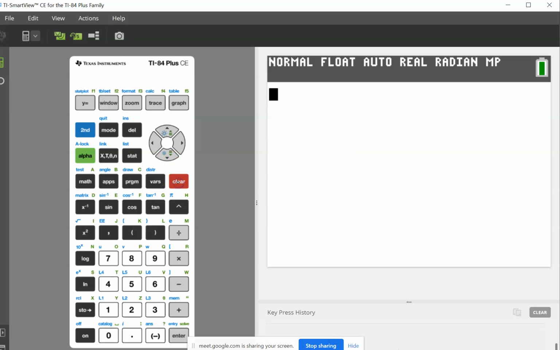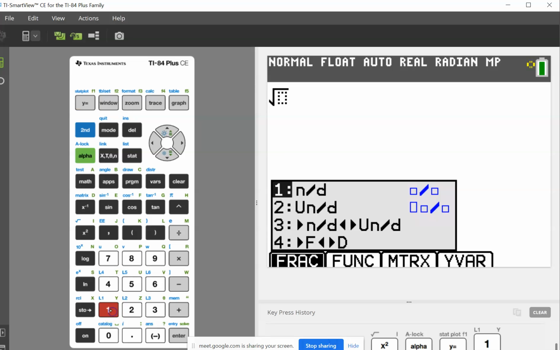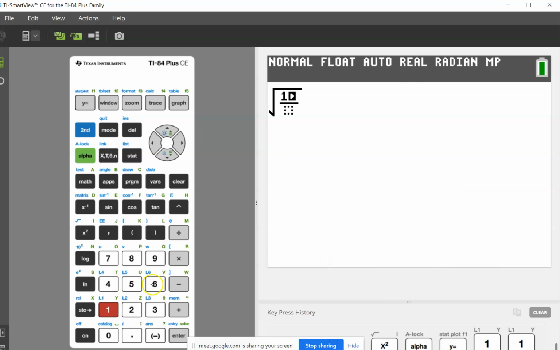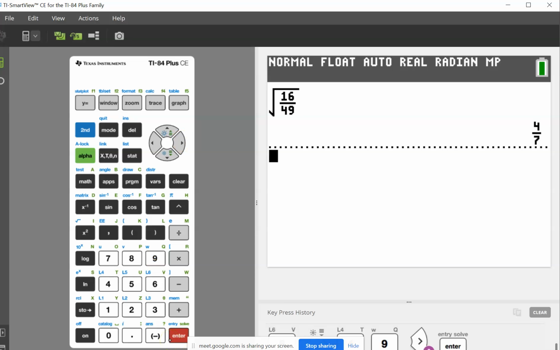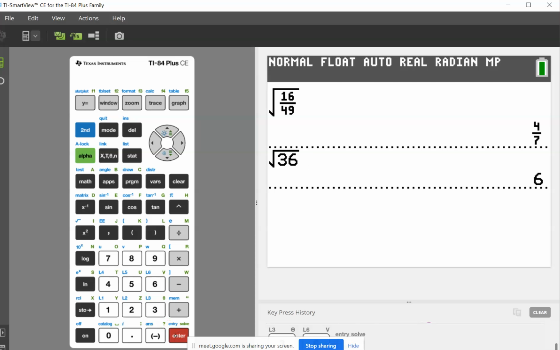Okay, let me start that over again. Second square root, and then underneath there, we got 16 over 49. Come out from under the radical. There's our 4 sevenths. And we can do the square root of 36, and that will give us 6.